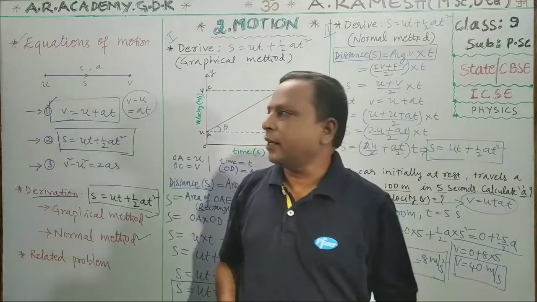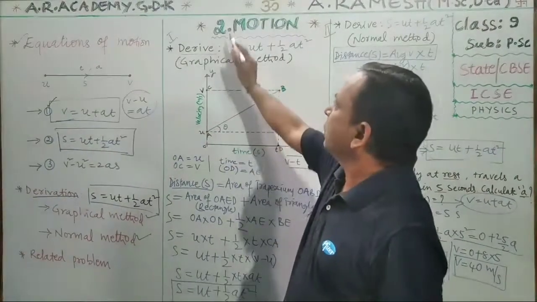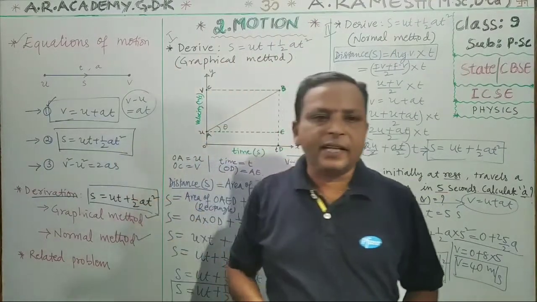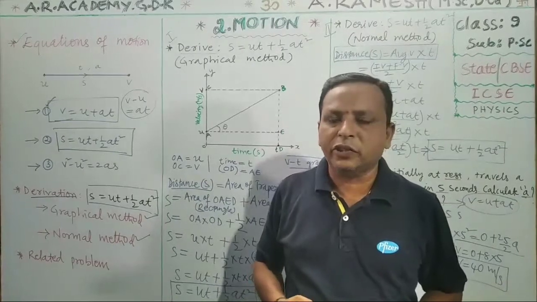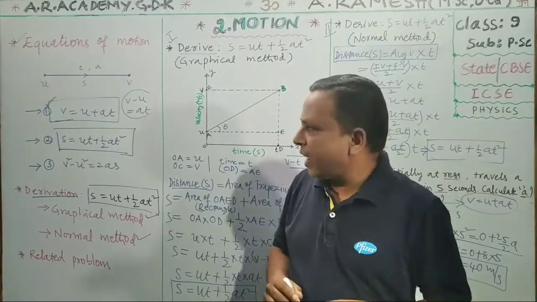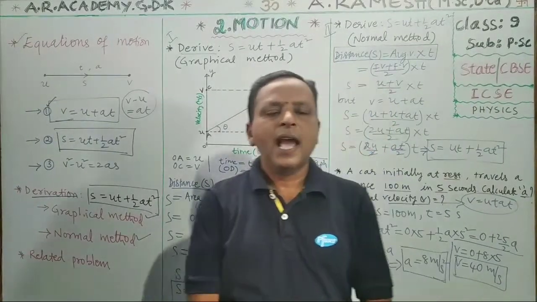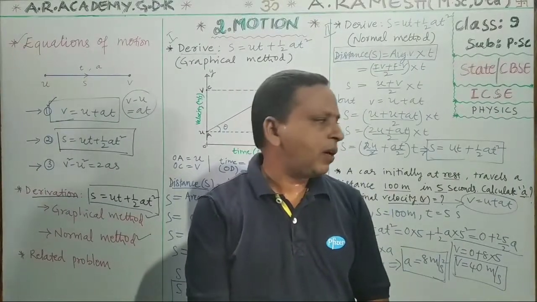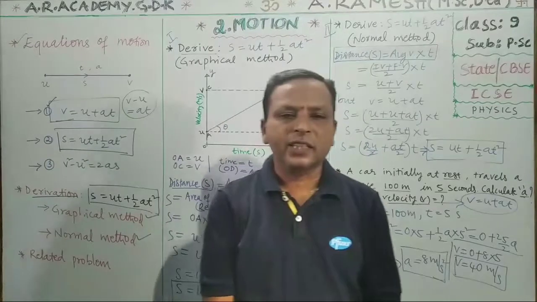Like this, children, today as a part of the second lesson, motion, equations of motion, the second equation of motion, that is s equal to ut plus half at square, we derived in the graphical method as well as in the normal method, and one related problem also we completed successfully.